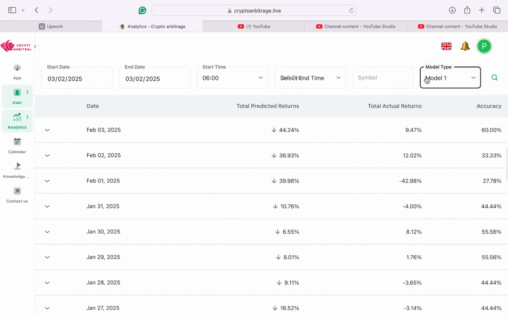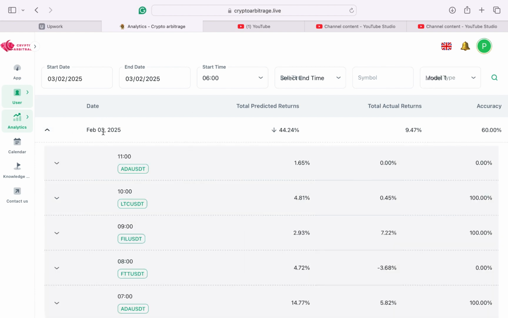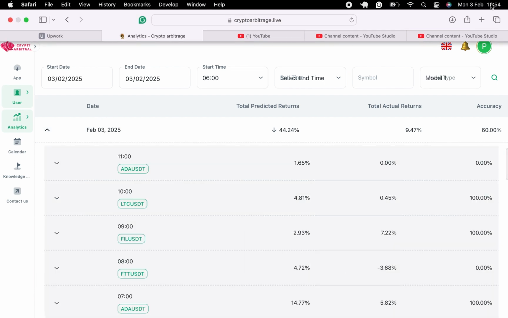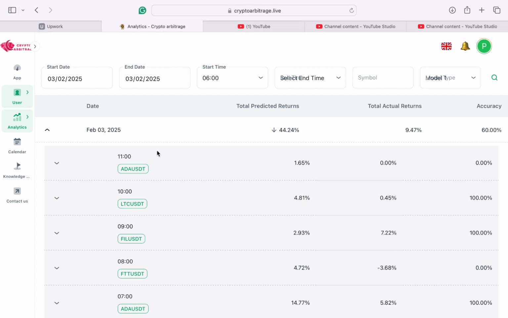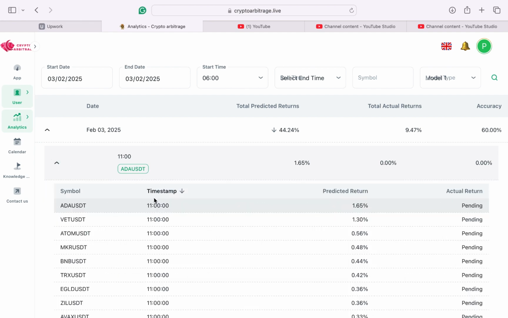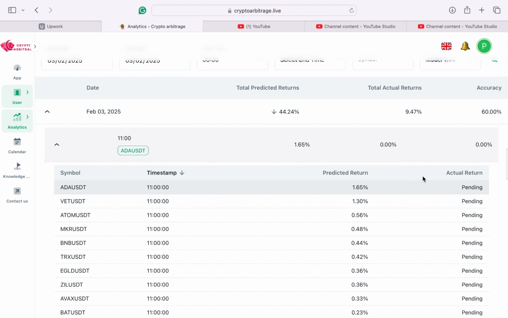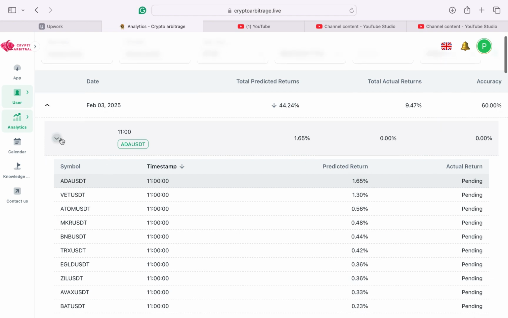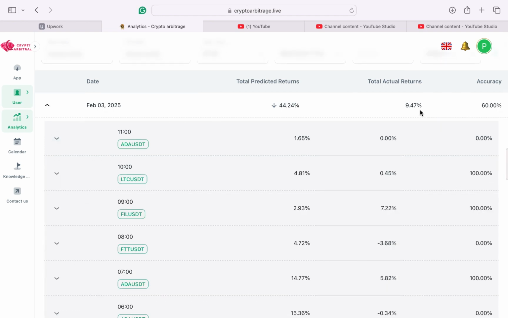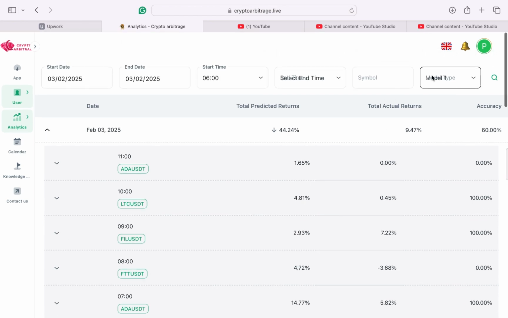From model 1, as you can see, today is February the 3rd, and it is around 6 minutes to 11 a.m. You can see that our model has already predicted the price and it recommends this USDT as the best crypto to invest in, so that you can resell it at 11 a.m. if its price rises. In this case, up to now we've made a profit of 9%.